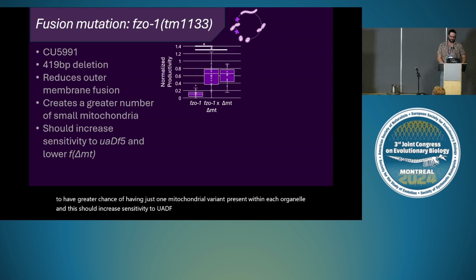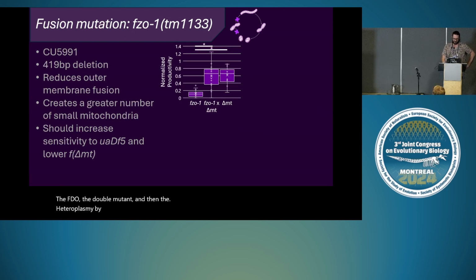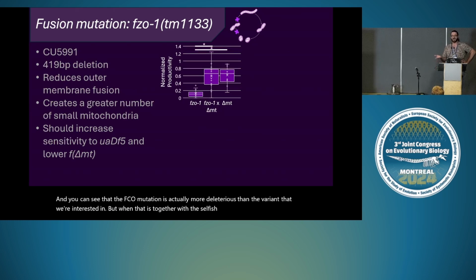Going a little faster here, but when we look at the fitness of this, this is normalized productivity, so normalized to a wild type average. And you can see all of our lines: the FZO, the double mutant, and then the heteroplasmy by itself. You can see that the FZO mutation is actually more deleterious than the variant that we're interested in. But when it is together with the selfish variant, it actually has slightly increased productivity.